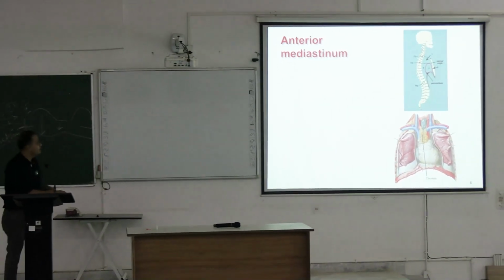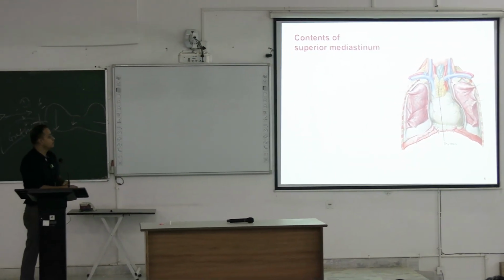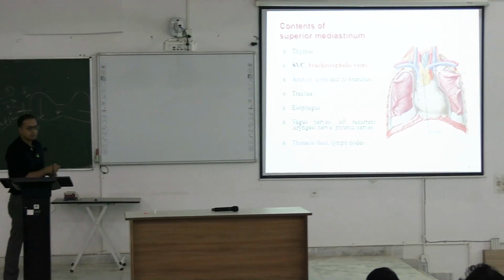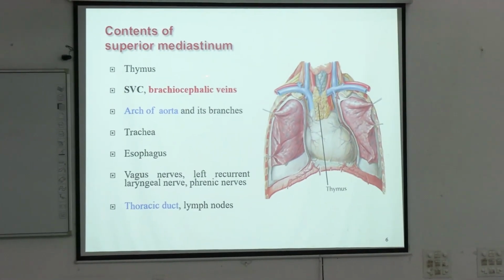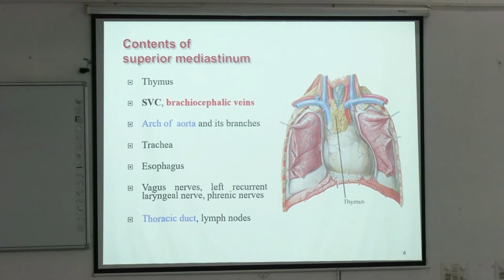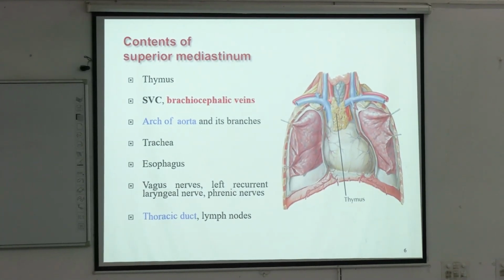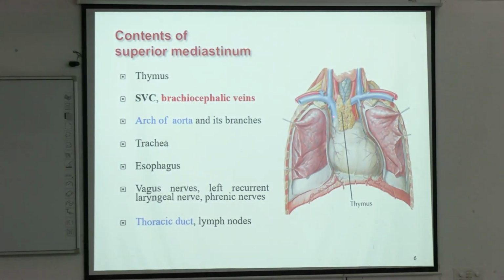So this content is important to us. We talked about the thymus, which is present anteriorly. Then we have the superior vena cava, and a formative tributary of the superior vena cava is the brachiocephalic veins, right side and left side joining and making this vein, which we call the superior vena cava. Then we have the arch of aorta and its branches. These three things we have to really keep in mind.